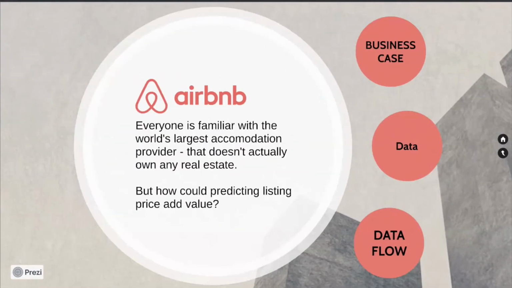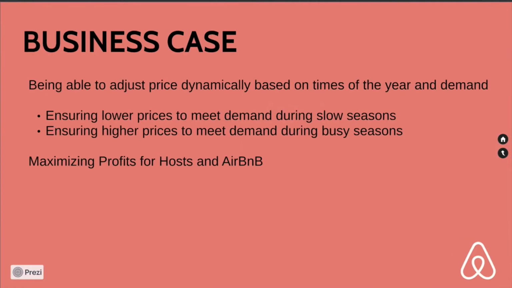So everyone is familiar with the world's largest accommodator that doesn't actually own any real estate. But how could predicting listing price add value? Being able to adjust price dynamically based on times of the year and demand allows Airbnb to create what they call their market pricing available to hosts. This ensures lower prices to meet demand during low seasons and high prices to meet demand in busy seasons, which allows them to maximize profits for hosts and Airbnb.